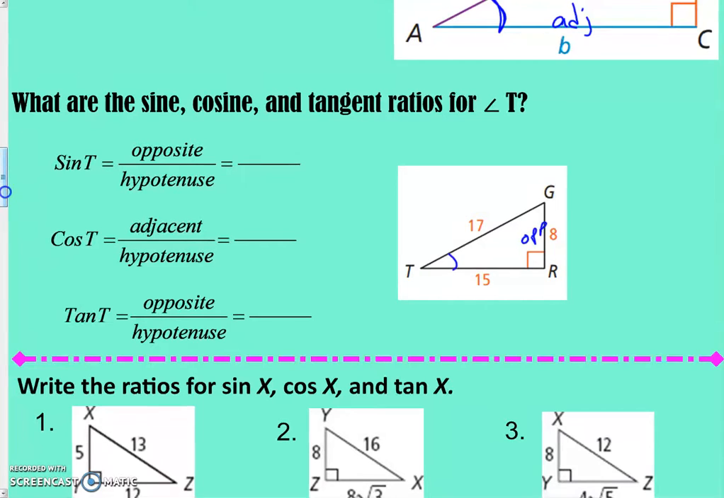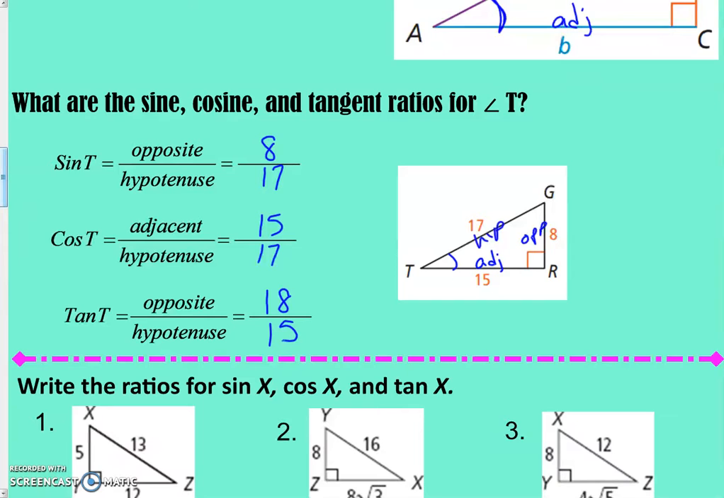So I have my opposite is the one that goes to the middle, the adjacent is attached, and the hypotenuse is the one opposite of the right angle. So my sine is opposite over hypotenuse, so it's going to be 8 over 17. My cosine is adjacent over hypotenuse, so it's 15 over 17. And my tangent is opposite over adjacent, which is 18 over 15.